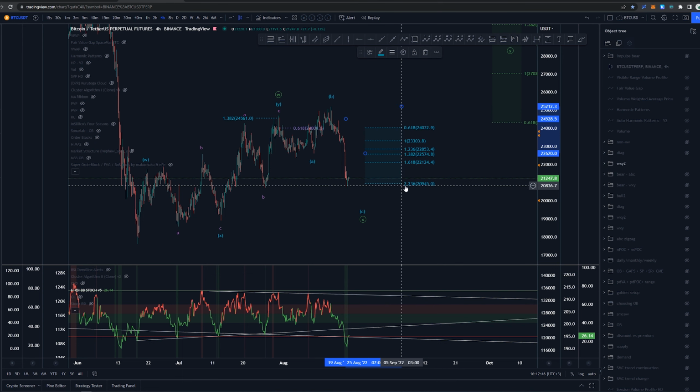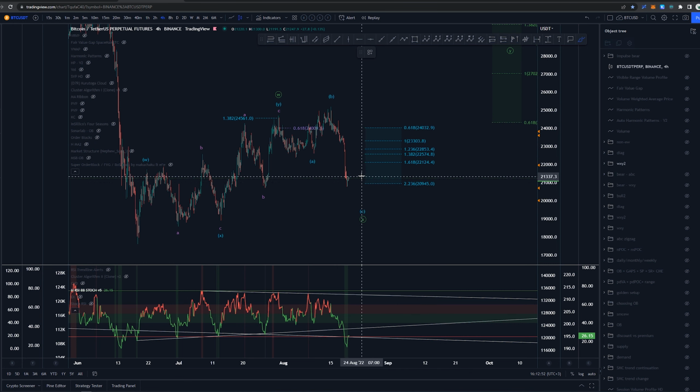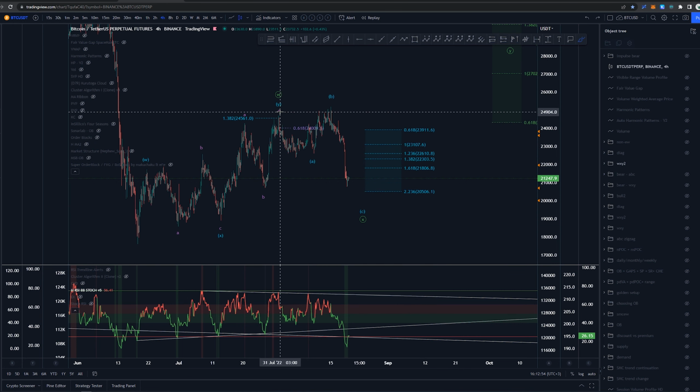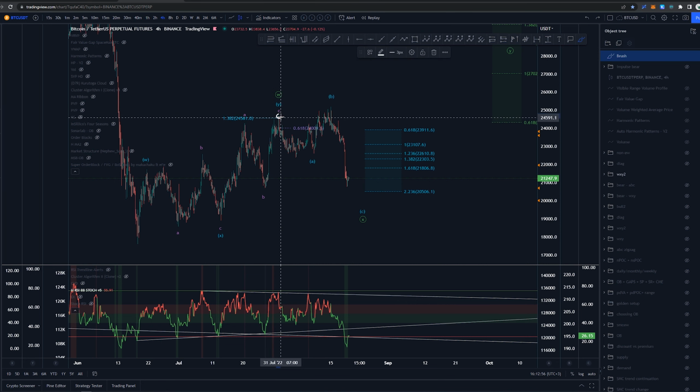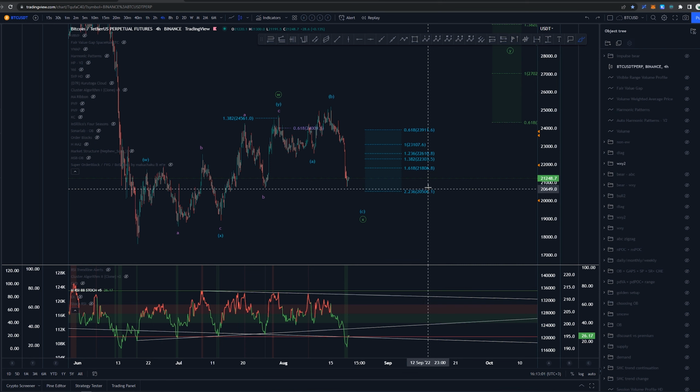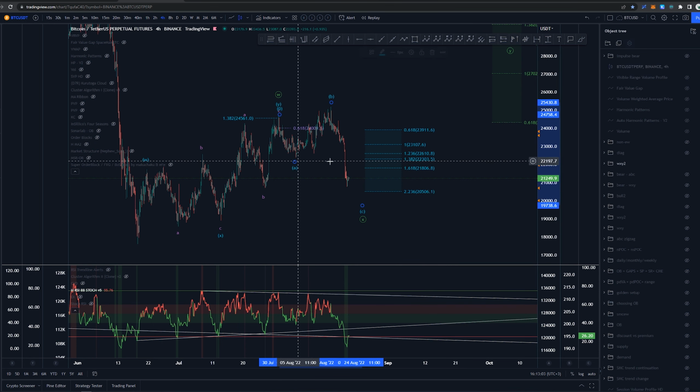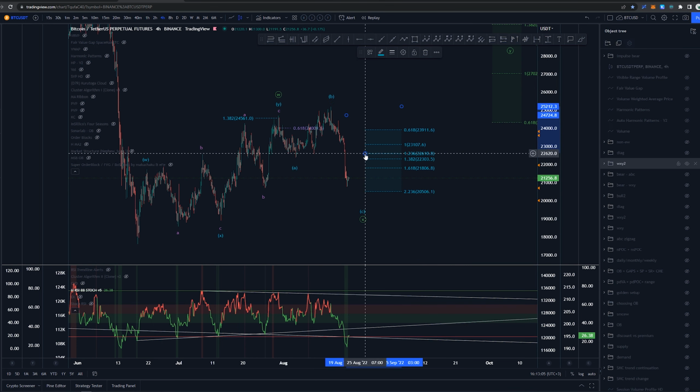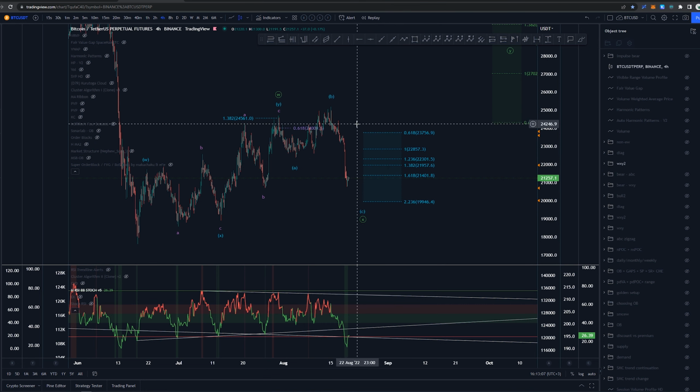At that point again we would have to squish this count already, because that would hit the 2.236 and our expectations are again lower. So I feel like we have to be accepting the fact that at least the end of this 5-wave move was up at these highs. That would give us some playroom here for this count to be still intact. But yeah, that is the count overall.